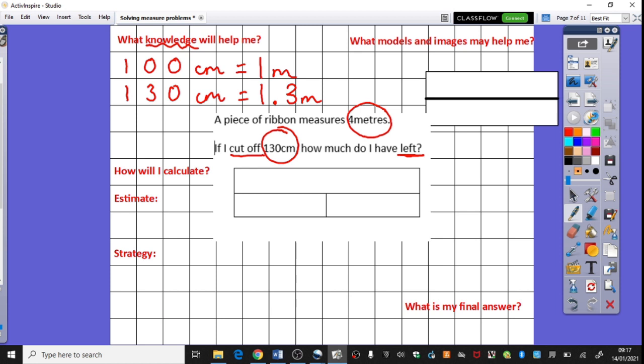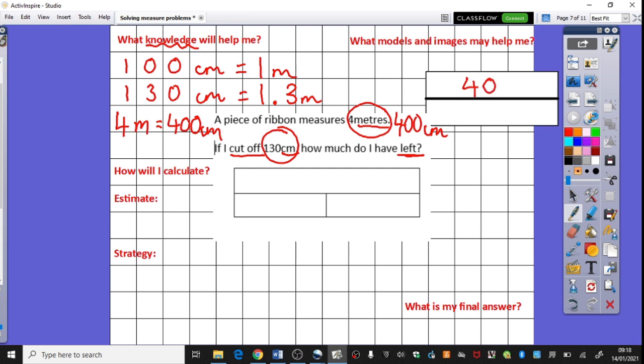So we now have to think about how do we want to calculate these. Now you can see from what knowledge I have, I've converted my 130 centimetres into metres, 1.3, but actually I prefer to calculate with whole numbers. So I'm also going to convert my 4 metres into 400 centimetres. So I can see the equivalence there is 400 centimetres. So I'm going to need to do 400 centimetres subtract 130.